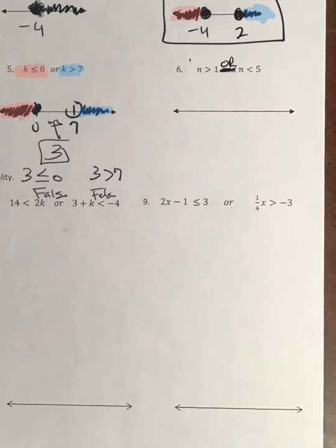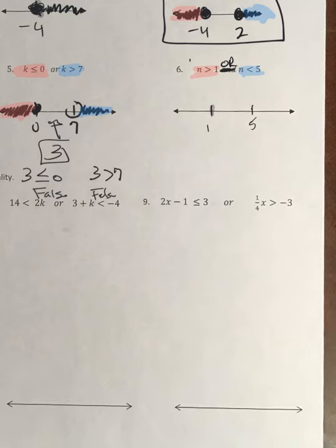So we want all the numbers that are greater than 1 or all the numbers that are less than 5. As long as the number works for at least the red one or it works for the blue one, it is said to be a solution to the compound sentence. So we've got to put 1, and we've got to put 5. Those are our key characteristics.